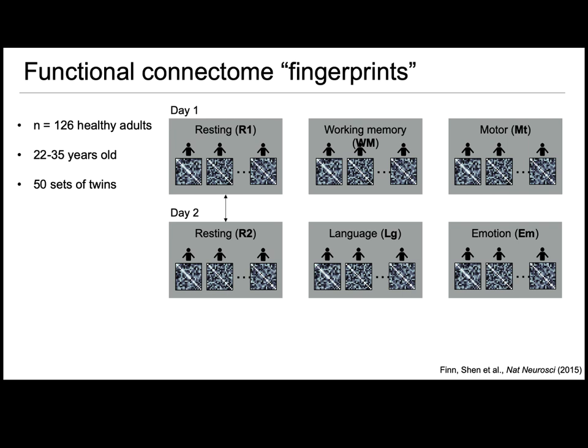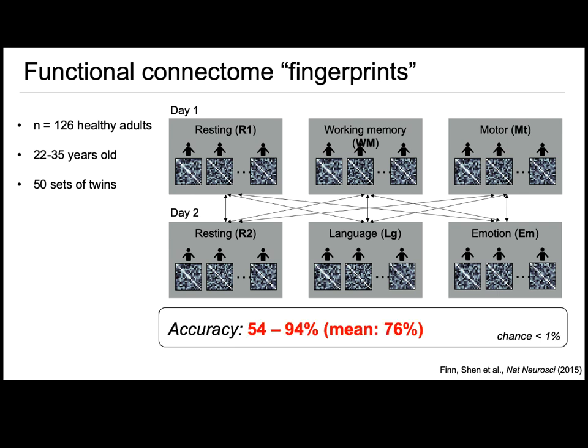So for example, we might try and match connectivity during the resting state between day 1 and day 2, or we might try and match the resting state first day scan to the language scan, and so on and so forth. And when we did this, we observed that we were able to achieve a really high degree of accuracy. So we were able to identify people between 54 and 94% of the time based on the specific pairing of scans that we were using.